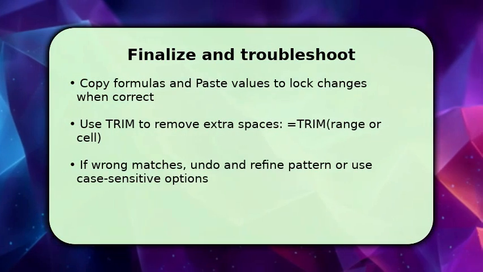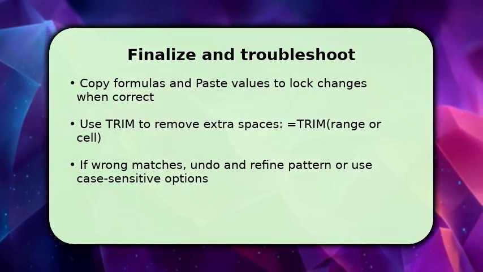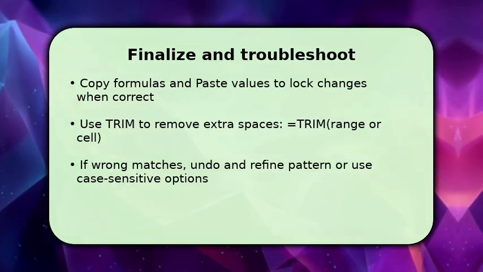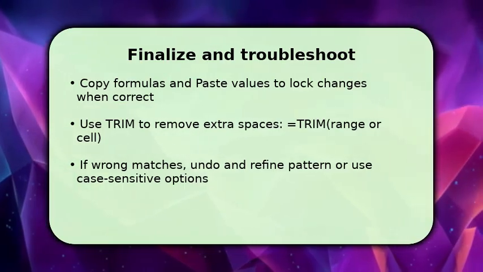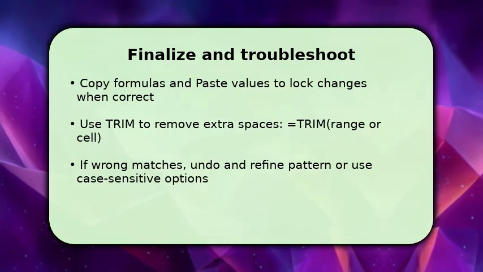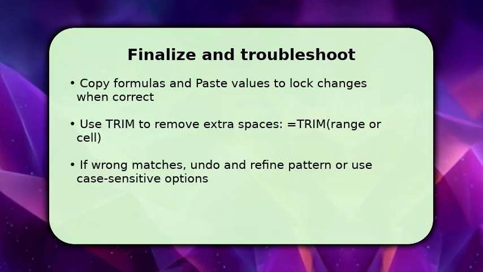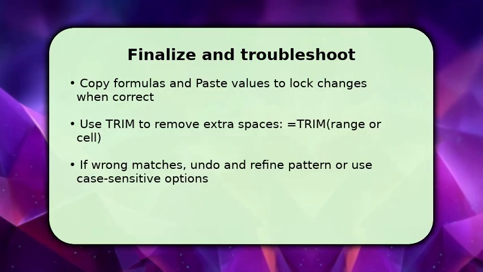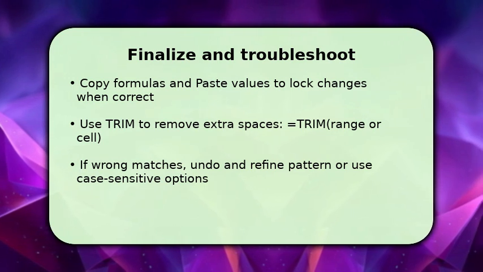You finish by validating and locking the results. Once the removals look correct, copy the formula column and paste values to replace formulas with fixed text, then run equals TRIM, cell, to remove leftover extra spaces. If you see unintended deletions, immediately press undo or revert to your backup, then refine your pattern, add word boundaries, or switch case-sensitive options. Finally, make sure to scan for edge cases like punctuation-adjacent words, so your cleanup is accurate and repeatable across the sheet.